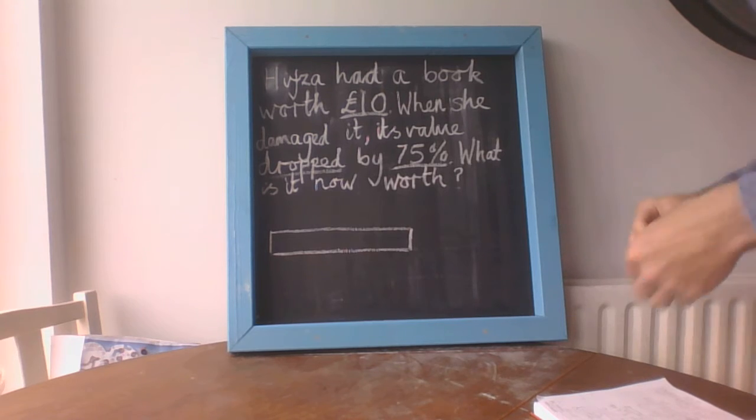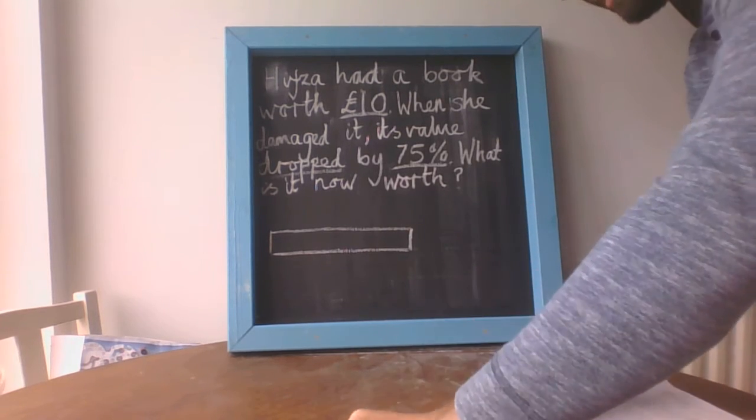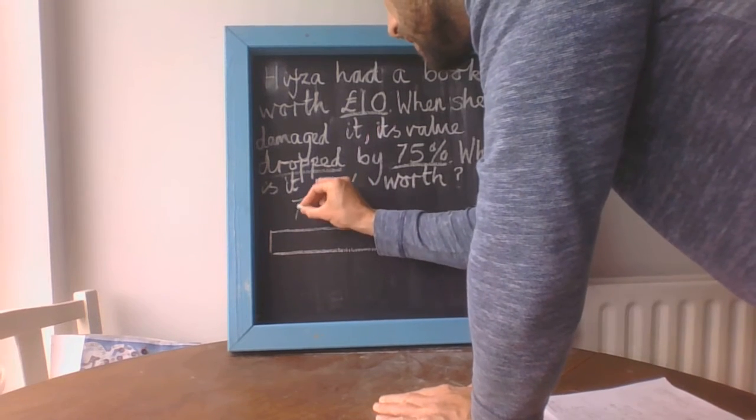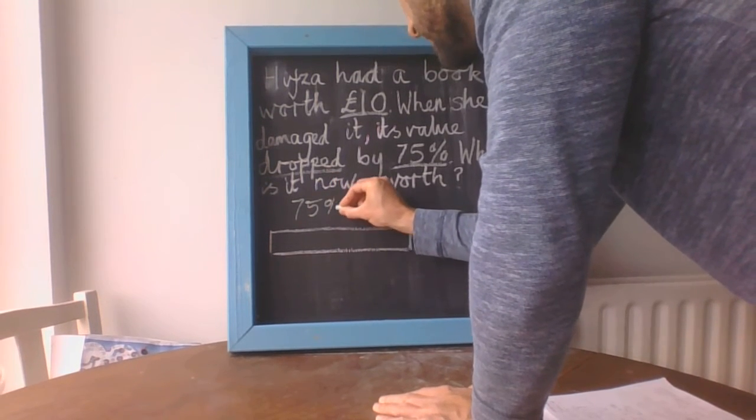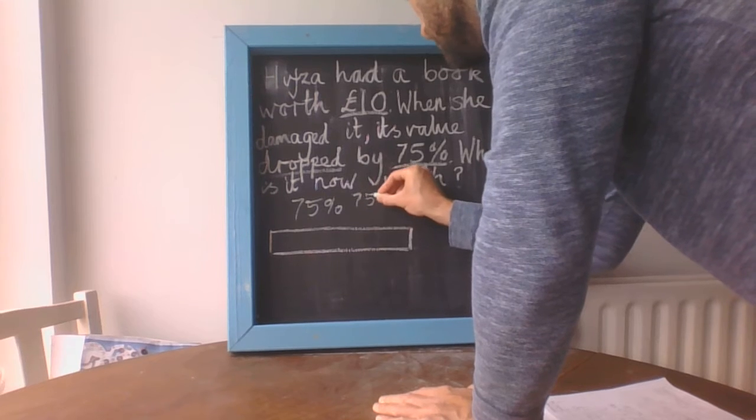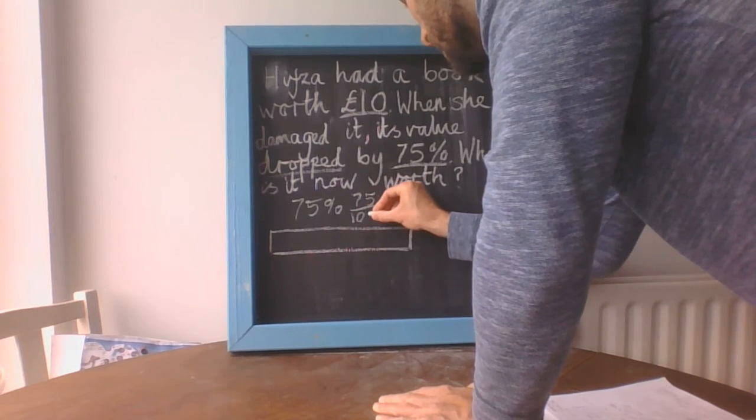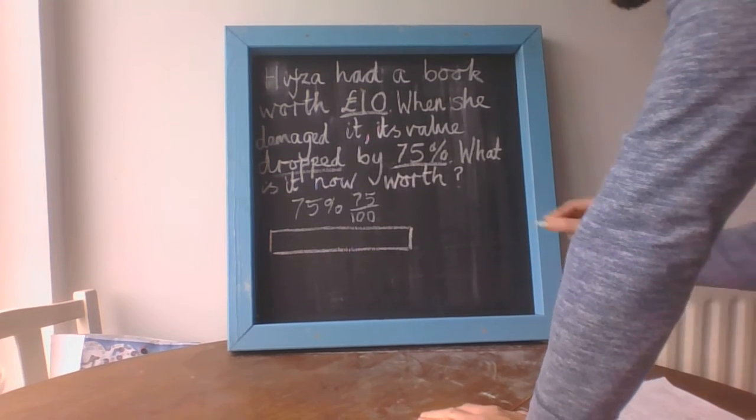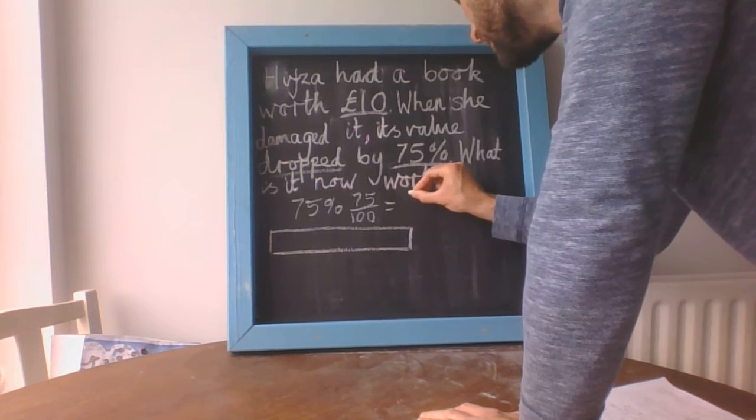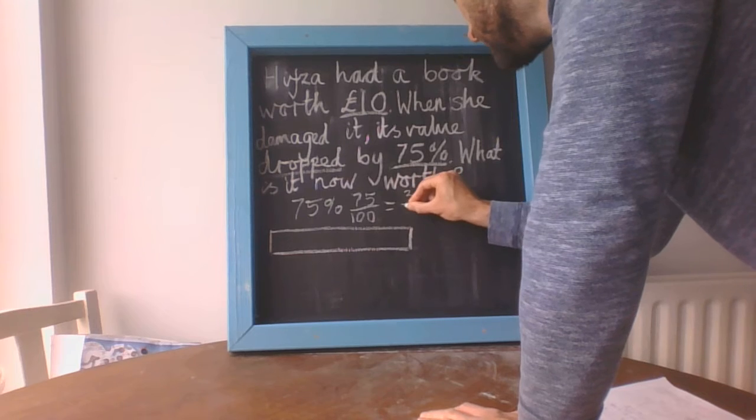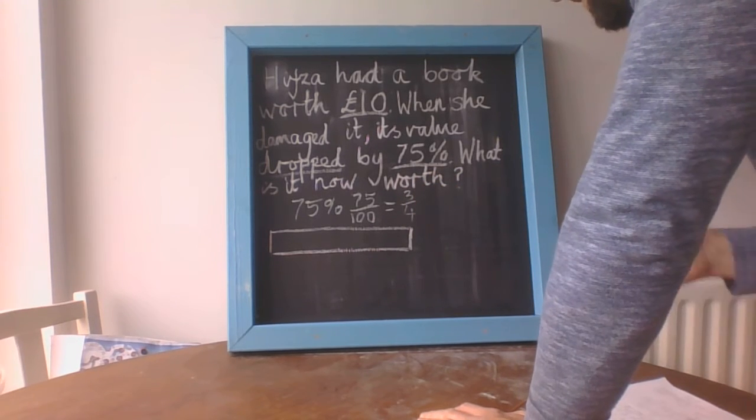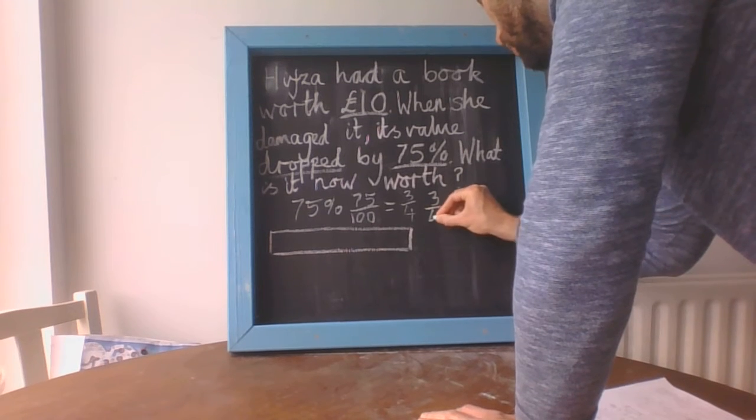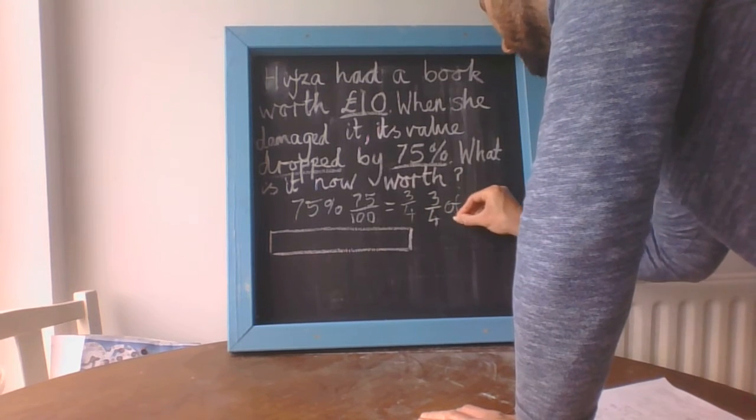Now 75%, hopefully we remember that as a fraction, it was 75 over 100, but also if we were to break down that 100 into 4 equal parts, it's also equivalent to 3/4. So we can now find 3/4 of £10.